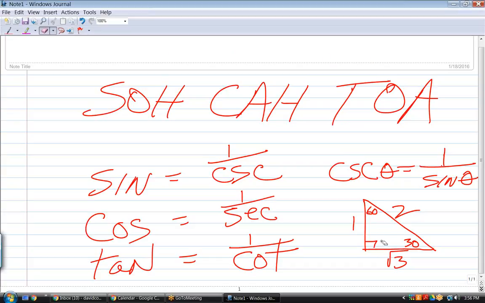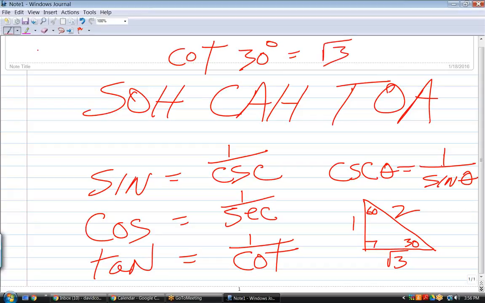So back to this little triangle over here. What's the cotangent of 30 degrees? And you can do this two ways. The way I normally do this problem is I figure out what the tangent is and then I flip it. That's the easiest way to do it. Okay, so it's from 30. It would be root 3. Good. Excellent.